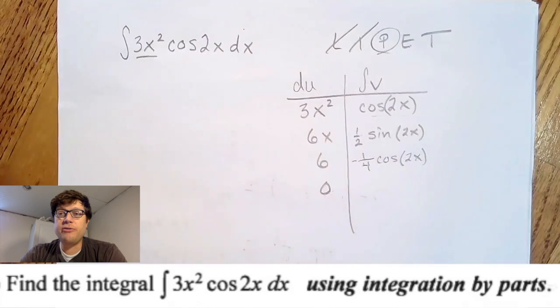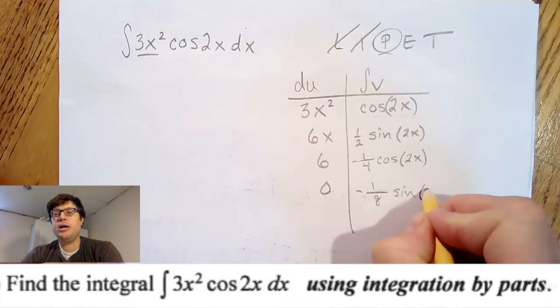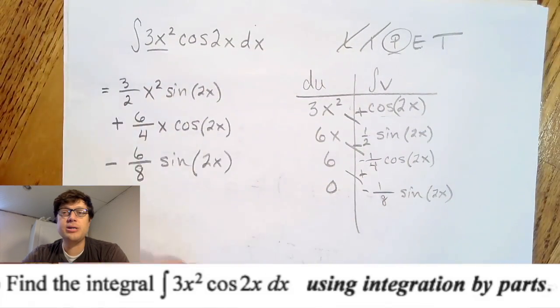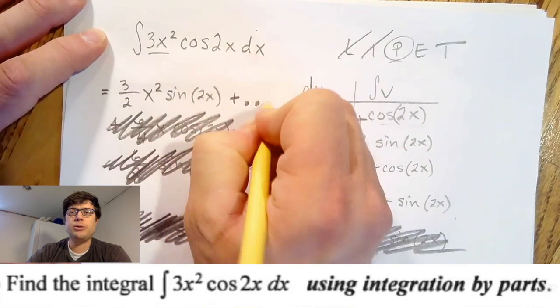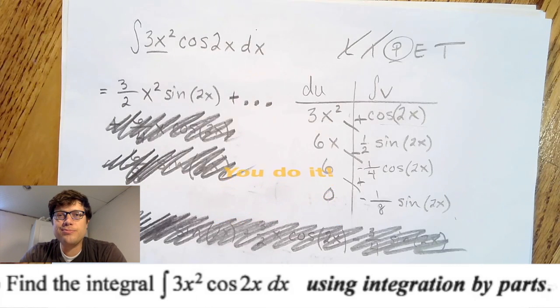The antiderivative of 1/2 sine of 2x, there it is. And the antiderivative of negative 1/4 cosine of 2x, there it is. And then we just keep, change, keep, plus, minus. You know what? You do it. You finish this one. All right, let's go to the next question.